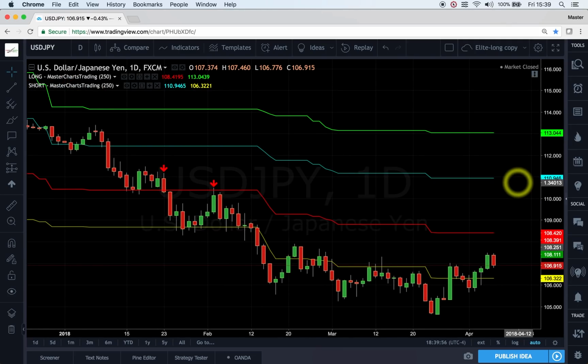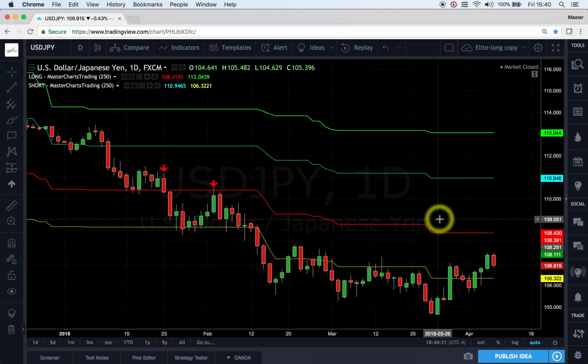Here's US dollar versus Japanese yen. You can see a sizable rally here from the lows at 104.5 to the highs at 107.4. So it's a pretty sizable rally. In other words, the US dollar is winning the battle. So again, it's helping the overall dollar index.